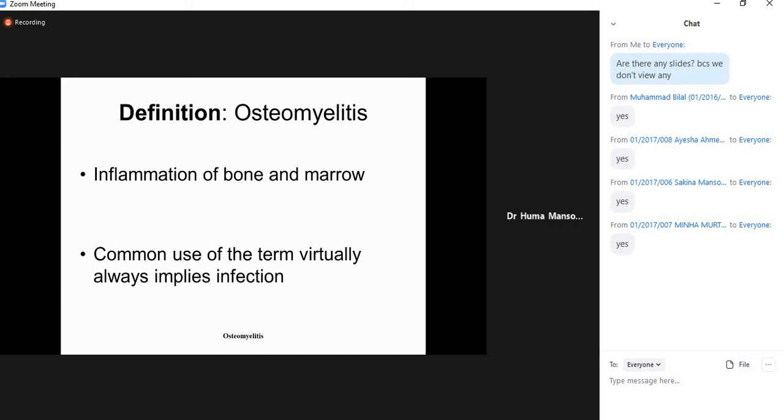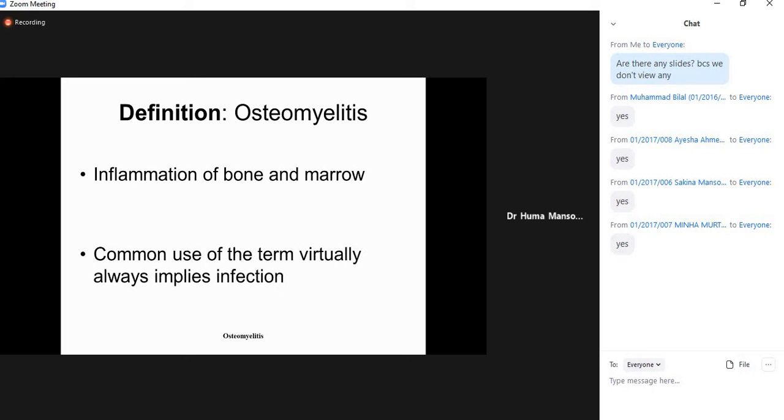So, as you all know, osteomyelitis is the inflammation of the bone as well as the bone marrow, and it's almost always secondary to infections. Those infections could be viral, bacterial, parasitic, or fungal. It could be part of a systemic infection going on in the body already, or it can occur in isolation. So it can be either way.